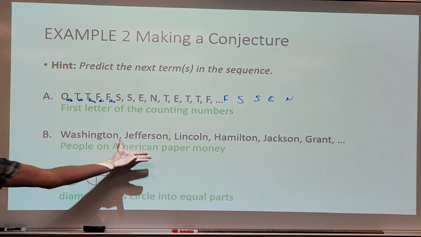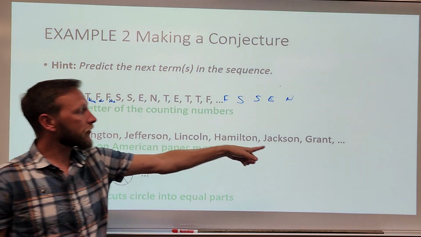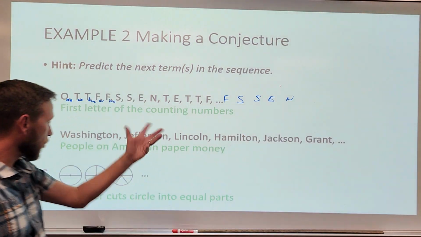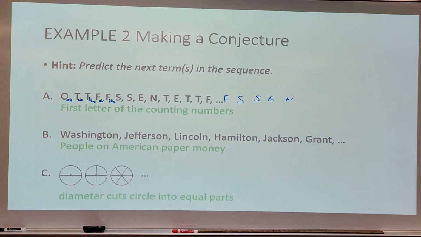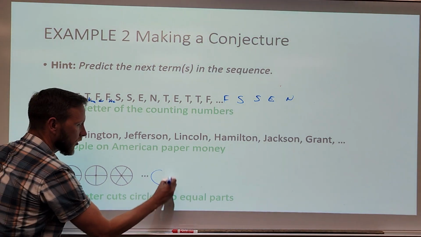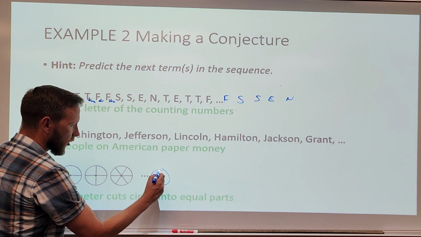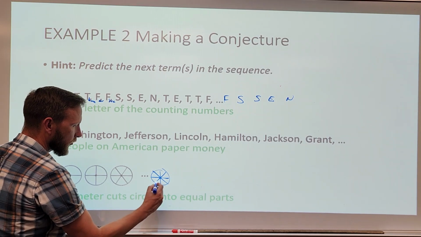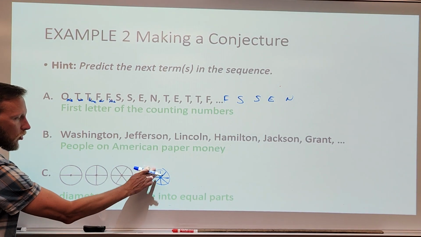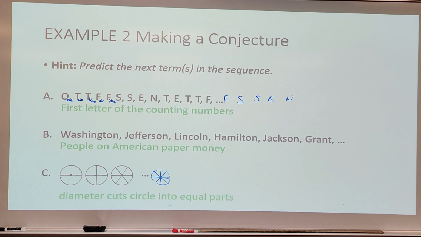These are the people that are in our American paper money. After the $50 bill comes the $100 bill, and so Benjamin Franklin's on there, etc. And maybe, like I said, we would have 4 diameters drawn here. So 1, 2, 3, 4, and those are cut into equal eighths of the circle.